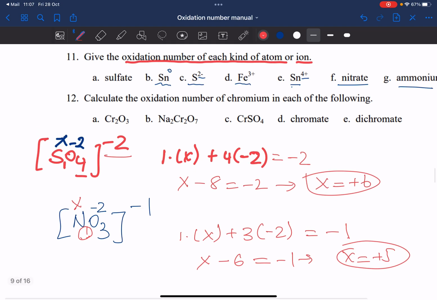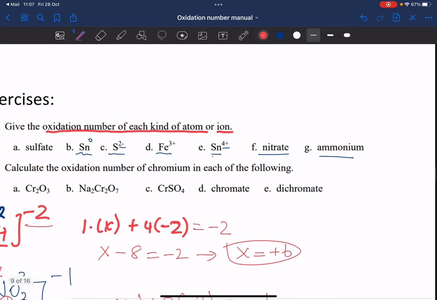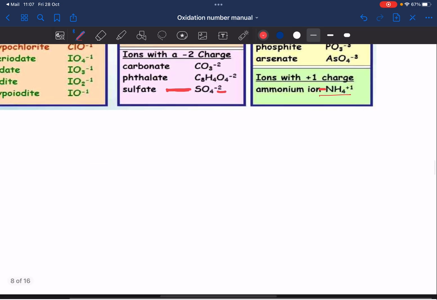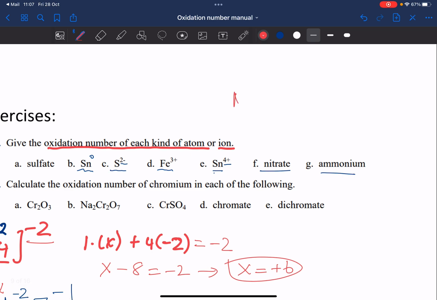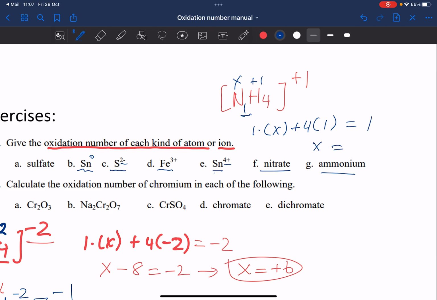Okay? And then we have ammonium ion. If you look at here, ammonium ion is this guy. We're going to write this down, ammonium ion. The whole thing has a charge of +1. We know that hydrogen is +1. We don't know this guy, so it's going to be 1 times X, because no number is given. We know that it's X plus 4 times 1 adds up to 1. And then X equals 1 minus 4, which is -3. Okay, so nitrogen over here is -3.